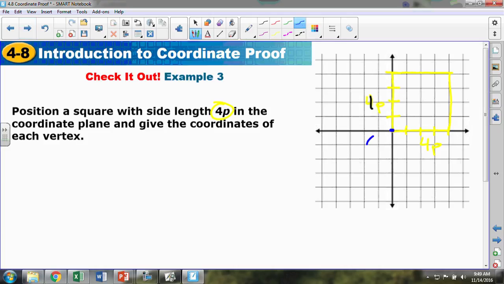That would, of course, then lead us to the coordinates 0, 0, 4p to the right, up 0. Over here, we went left and right 0, up 4p. And then the last one, we'll take our x coordinate below 4p and the y coordinate across 4p, and we're done.